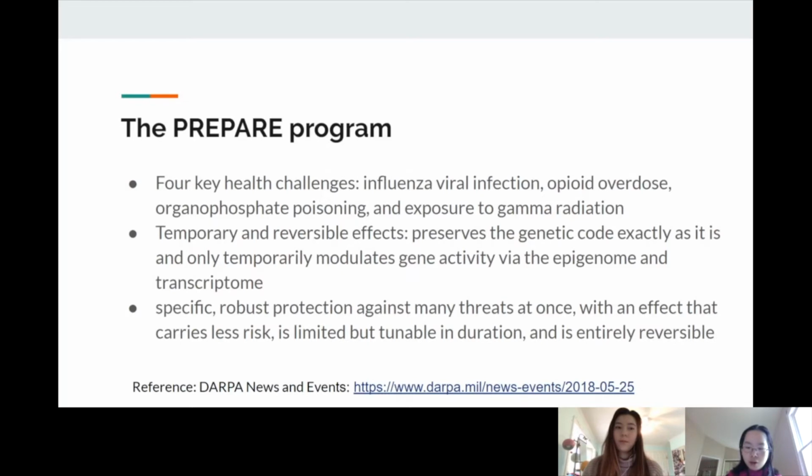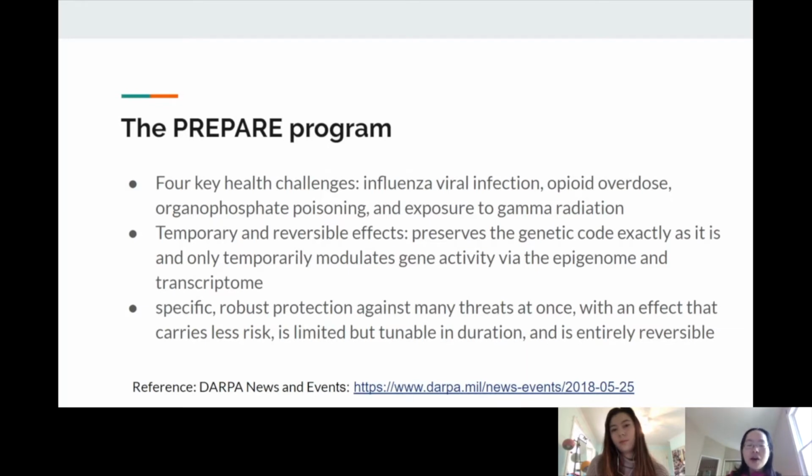The epigenome, to explain it a little further, is the changes to the genome in terms of gene expression, the regulation of which genes are activated and which genes are inhibited. The transcriptome serves a similar function, but focuses on RNA, particularly messenger RNA: which messenger RNAs get transcribed, which ones get inhibited, et cetera. The reason they're looking for this type of temporary and reversible effect is to get specific, robust protection against many threats at once with an effect that carries less risk.